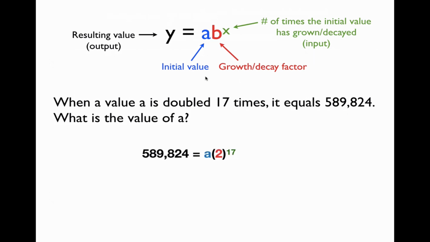So when we fill in those values, we get 589,824 equals A times 2 to the 17th. If we simplify 2 to the 17th, we get 131,072 times A. All right, and now all we have to do is divide both sides by this whole value, and what we get is A equals 4.5. If you got that on your own, excellent job. If you didn't, that's all right. This one was a little tricky. It kind of breaks the mold of the problems that came before it.